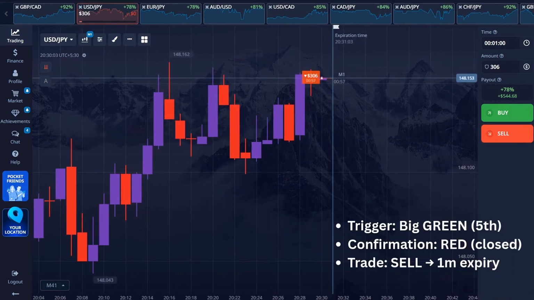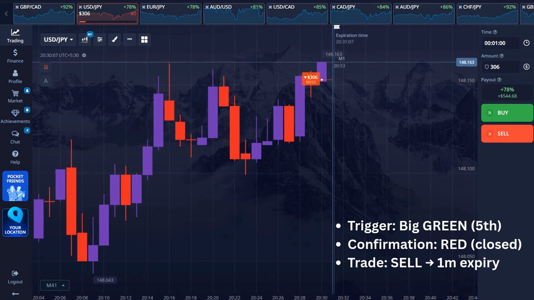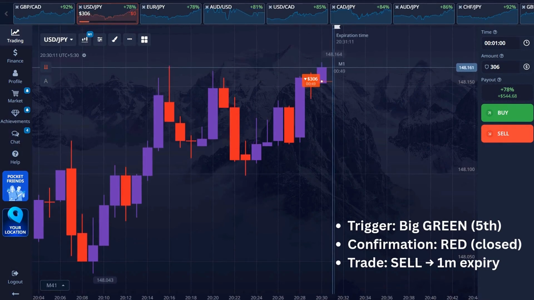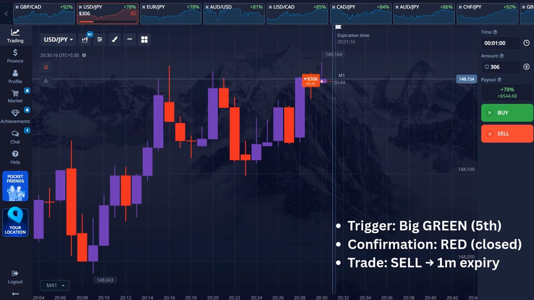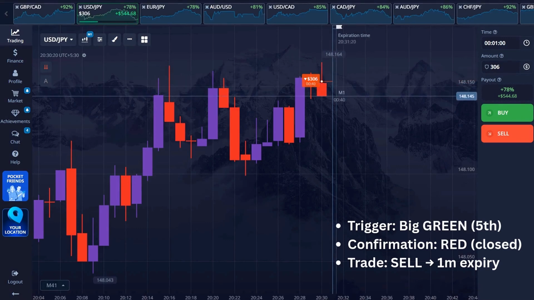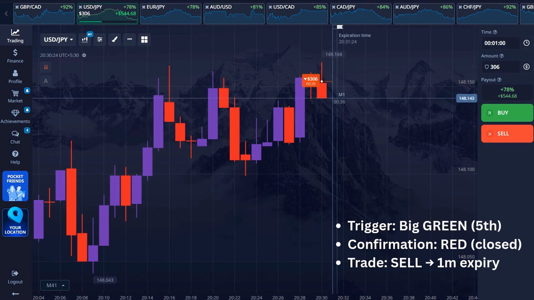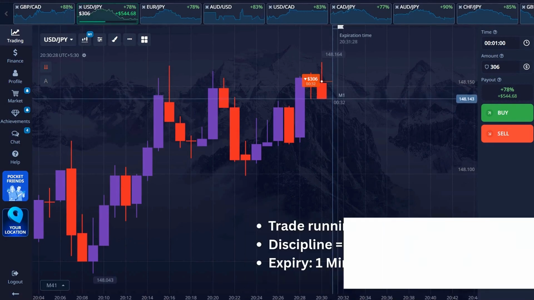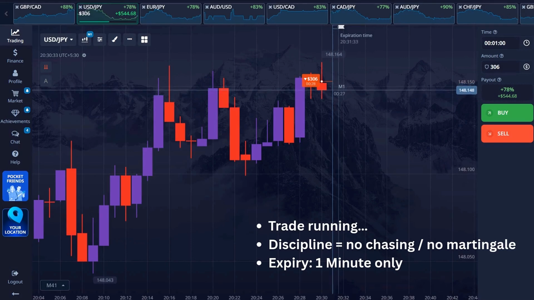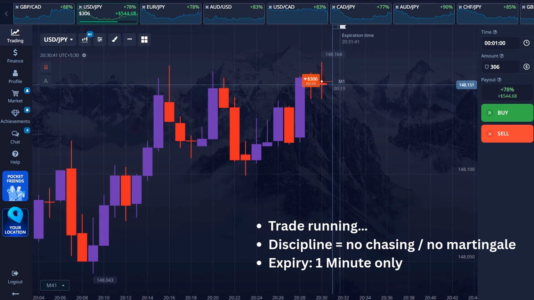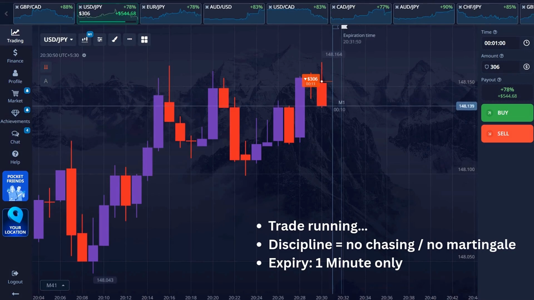Here we go with a sell setup. The 5th candle is a big green trigger, and the next candle closes red. That's our confirmation. So according to our rules, I place a sell trade with a 1-minute expiry on the next candle. The trade is running now. Sellers are trying to push down, but buyers are still active. I just let the candle play out. No adjustments, no martingale. Because this strategy is always about 1-minute expiry and discipline.